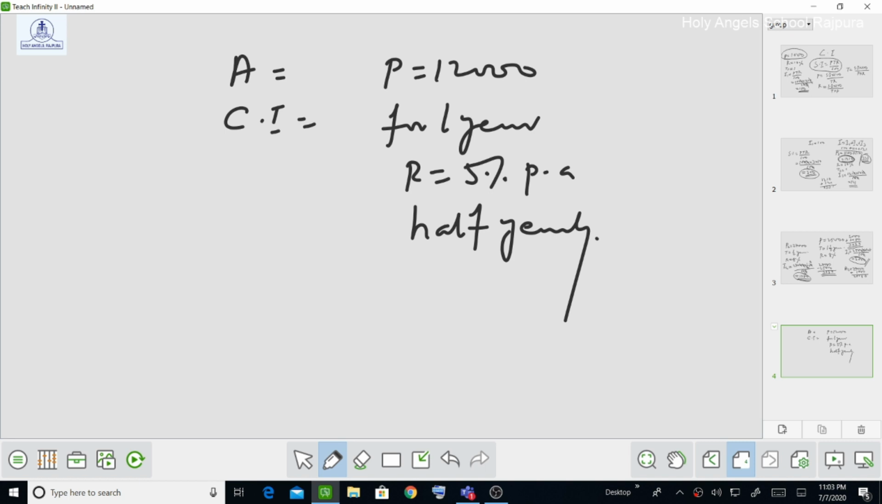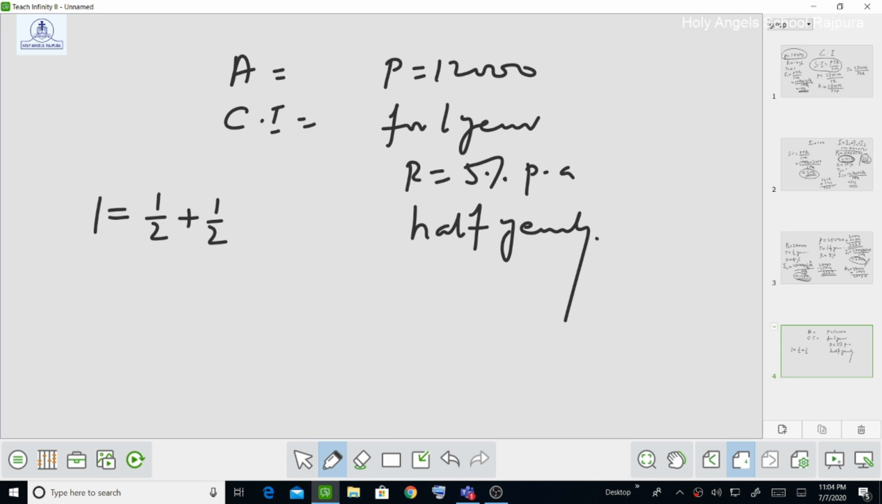In 1 year, how many half years are there? 1 year can be split into the first half year plus the second half year. So half plus half is equal to 1 year. Two half years together we get 1 year. Now let us see the rate of interest. Rate of interest is 5% per annum.